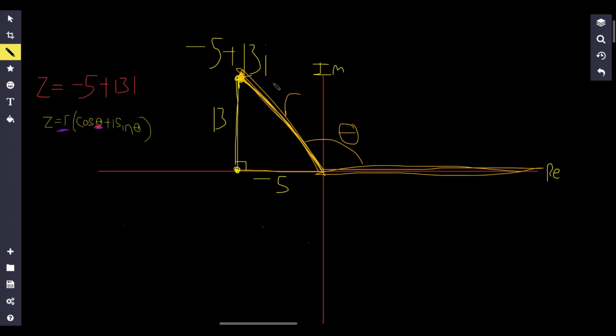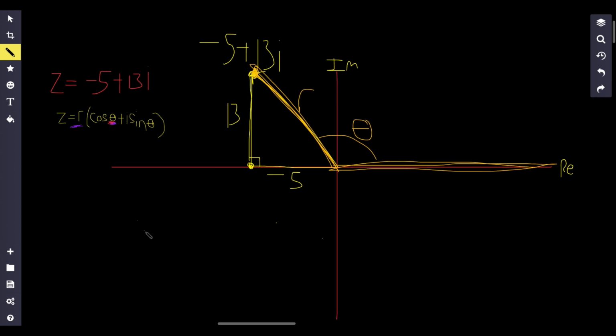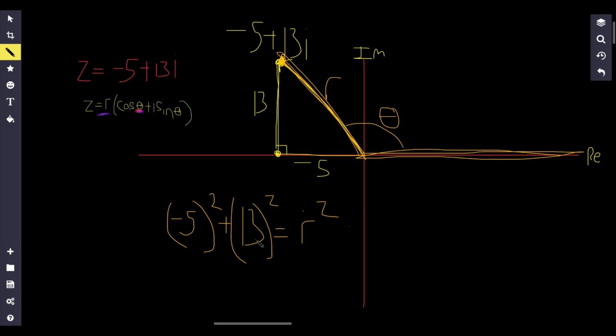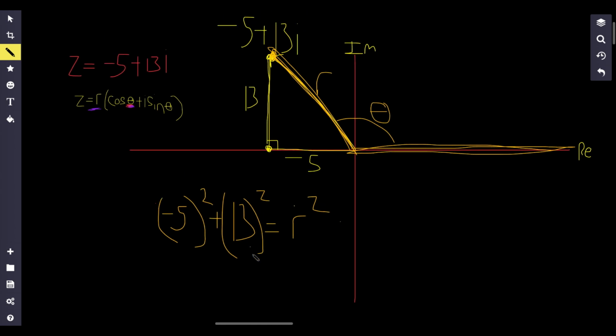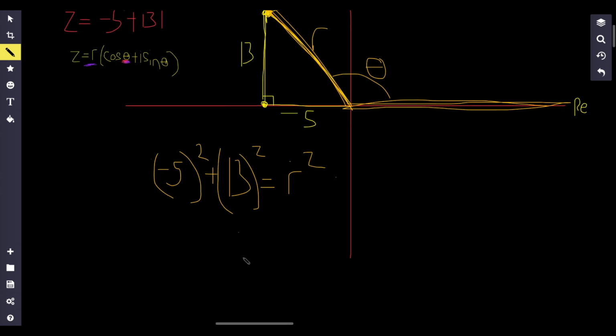So first, I'm just going to find out my r value, because that's the easiest to do. You just do the Pythagorean theorem, right? So a squared plus b squared is equal to c squared, in this case r squared. This is 169 plus 25, 194. And doing the math, you get r is equal to the square root of 194.